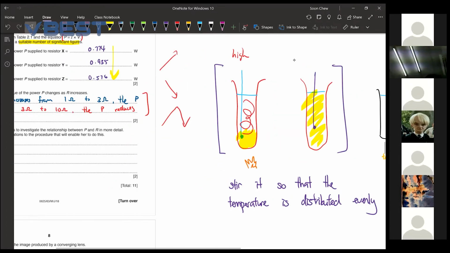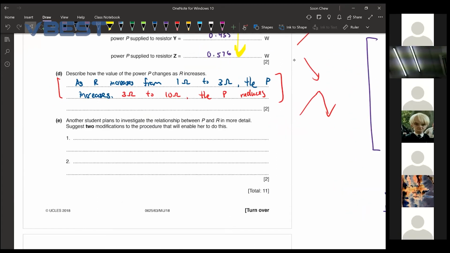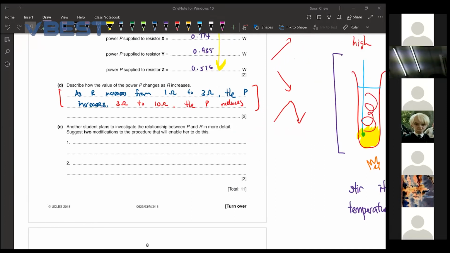Okay, now part E. Another student plans to investigate the relationship between P and R in more detail. Suggest 2 modifications to the procedure that would enable her to do this. Whenever they tell us that we want to analyze any relationship, it is best for us to actually draw a graph. Because when we have a graph, we are able to look at the trend more accurately. So the first modification is to actually draw a graph.